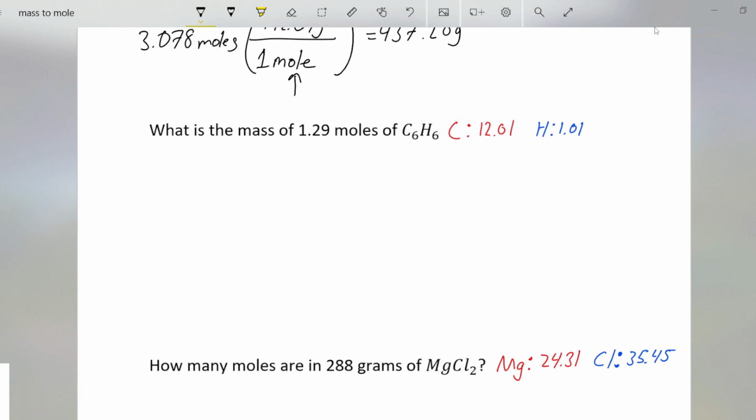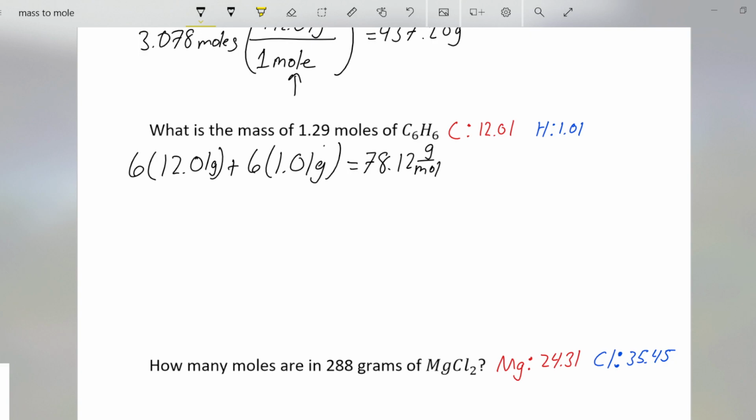But all right, we need to calculate the mass of this 1.29 moles of our benzene. And to do that, we need to find our molar mass of benzene. So there are 6 carbons and there are 6 hydrogens. What we do to calculate our molar mass is take the number of carbons times the mass of each carbon, 12.01 grams, and add the number of hydrogens times the mass of hydrogen, 1.01 grams. And the answer that I will get from that is 78.12 grams per mole.